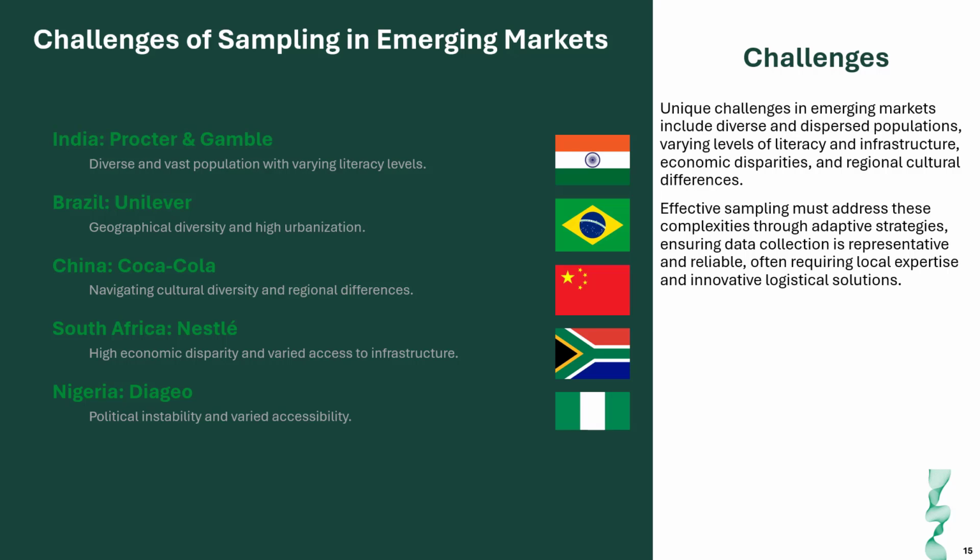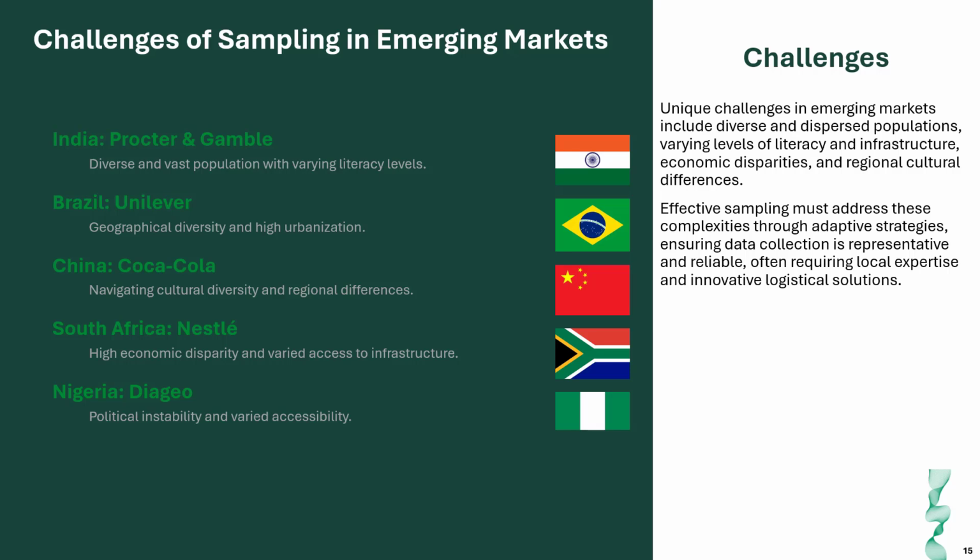For Nestle in Africa, we talked about high economic disparity and varied access to infrastructure as the challenge. The solution became applied multi-stage modeling to first identify key urban and rural clusters, followed by stratified sampling within those clusters to capture diverse consumer profiles. This approach enabled Nestle to gather detailed insights into consumer behaviors across different socioeconomic segments.